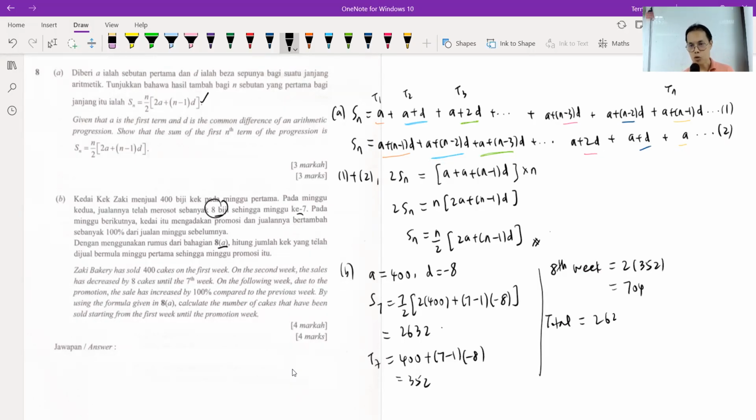So what is the total, or jumlah jualan? We take 2632, and we add only the 8th week. Don't care about the 7th week, because the 7th week we already added here. So we add this up, and we get 3336.